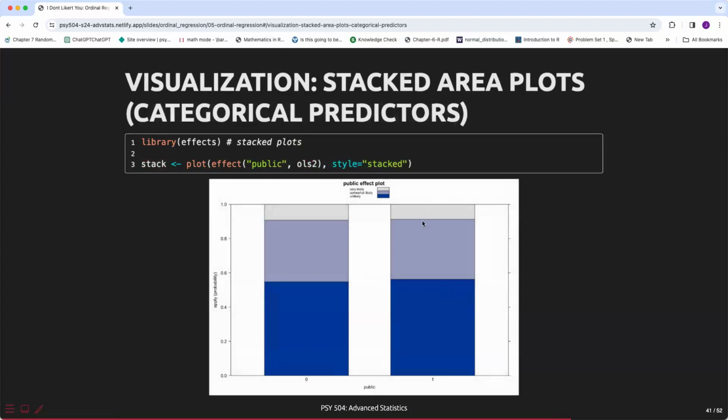We can also do these stacked plots, right? So we did that last week. These are ugly. Don't put this in a paper or in a report. But again, one line of code and you could get something like this, which I think is pretty nice.